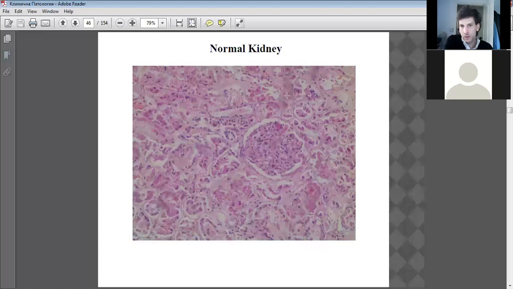I can see some artifacts here on the slide from the staining as well. So yeah, it's fairly good. The best example in this slide is the glomerulus, normal glomerulus.